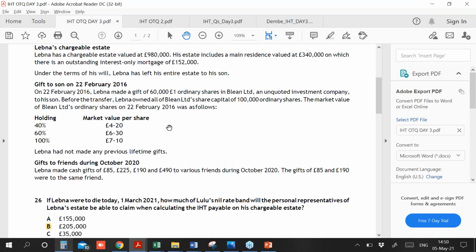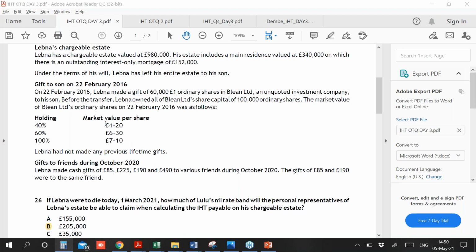You tell me, guys, if Lebna has made 60,000 shares as a gift to his son, what will be his wealth left after the transfer? Will she be the owner of 40% or 60% after making the transfer of 60,000 shares? Tell me the percentage. 40%. Thank you guys. So what I'll do is I'll calculate her wealth when she was on 100%. I'll then calculate her wealth again when she was on 40%, and whatever the difference is will be the transfer of value. So at 100%, she has a complete 100,000 shares with 7.1. So obviously 7.1 times 100,000 means 710,000.